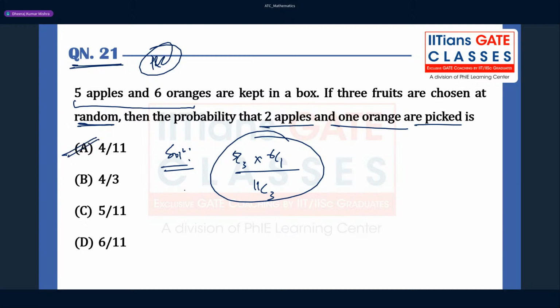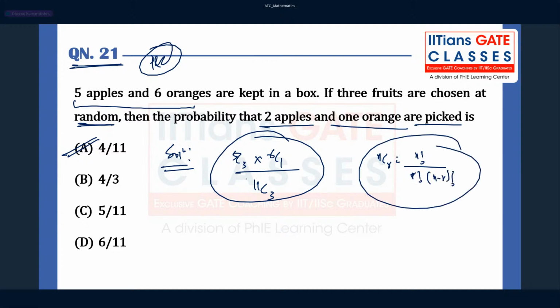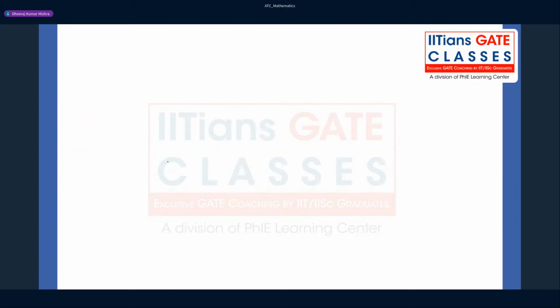So it's a very simple question that we have got. You have to remember this formula: nCr equals n factorial divided by r factorial times (n minus r) factorial. These are the favorable cases and these are the total cases, right?